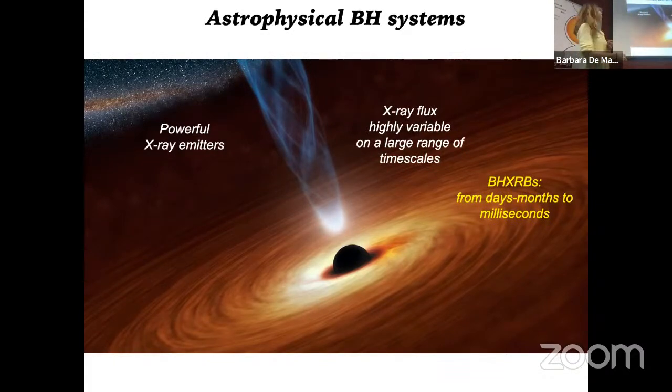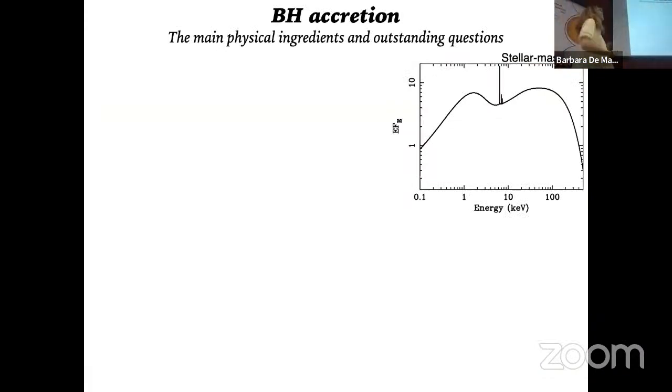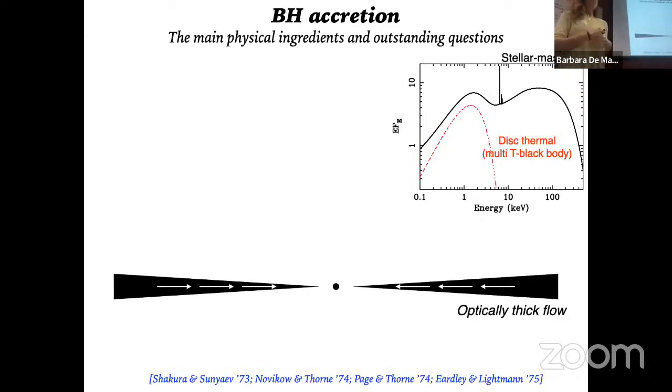Before going into the details of studying the geometry of this system, I will give you a brief introduction on the main spectral ingredients that allow us to study this system. This is an example of an X-ray spectrum of a black hole binary. As you see, it shows several features. The main component in the spectrum is this thermal component.